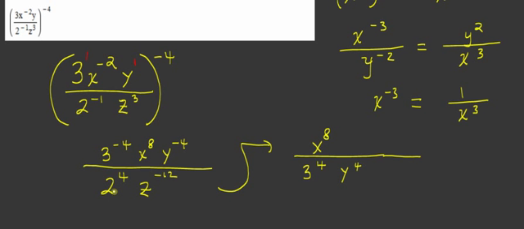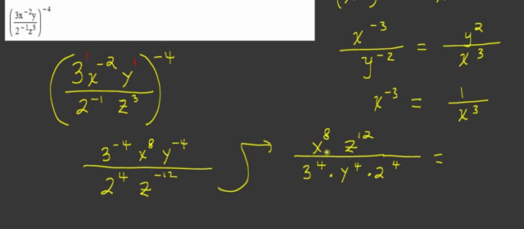Let's go to the denominator. 2 to the 4th. Well, I'm going to leave it right where it is because it's positive. Put little dots to indicate multiplication here. And z to the negative 12. Well, I'm going to make that z to the positive 12 because it's negative, so I'm going to move it to the top and make it positive.